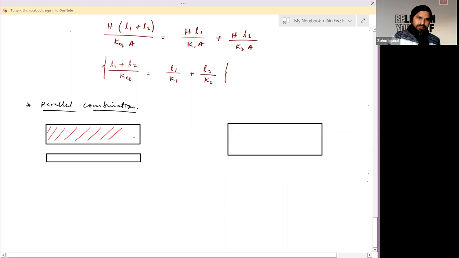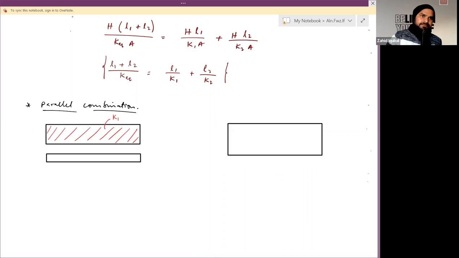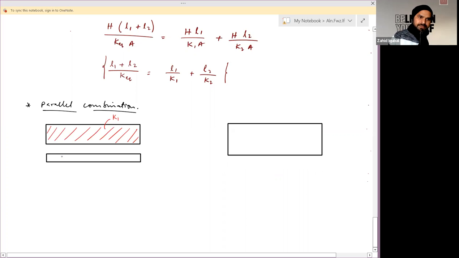This is the first rod having thermal conductivity K1. Second rod having thermal conductivity K2. Both ends are connected to the same temperatures, let's say T1 and T2. Area of cross section of this rod is A1, this rod is A2, and both have the same length L.